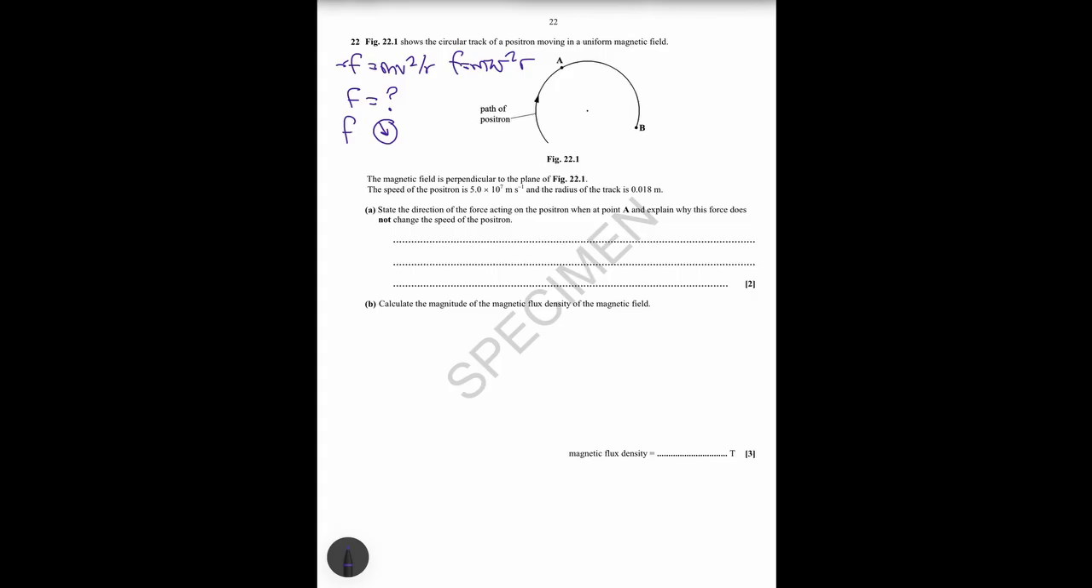Okay, so let's have a look at the question first. State the direction of the force acting on a positron. Well, they're just testing me on this one straight away. So I'm going to say the force is going to the center of the circle. Okay, and explain why this force does not change the speed of the positron.